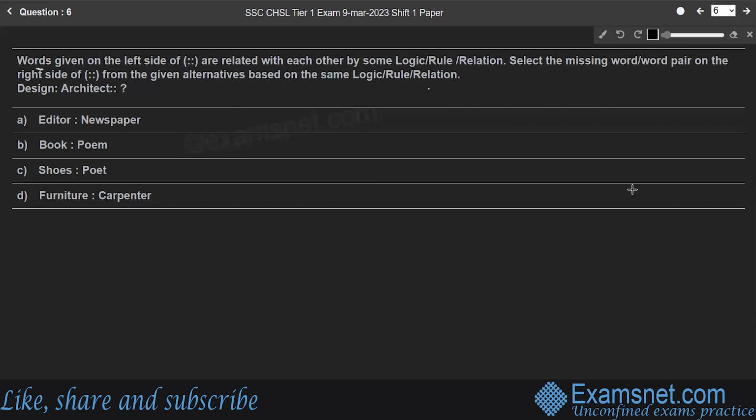Question number 6. Words given on the left side of double colon are related with each other by some logic or rule or relation. Select the missing word or word pair on the right side of double colon from the given alternatives based on the same logic or rule or relation. Here, design is related to architect. That means design is created by an architect. Here, the first word is design. First word is related to second word, which is architect. Right? So design is created by architect, right?